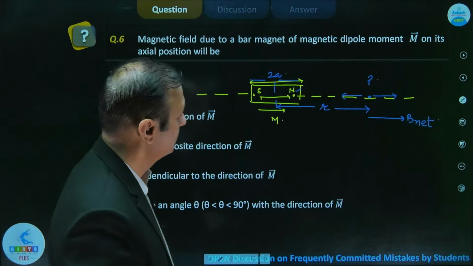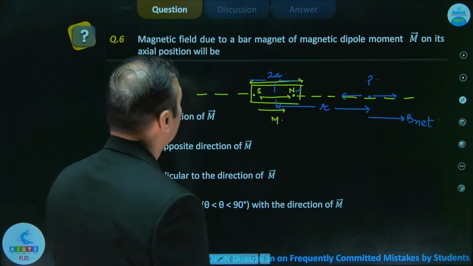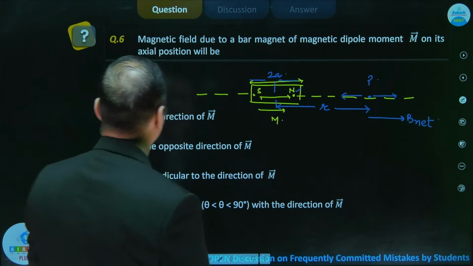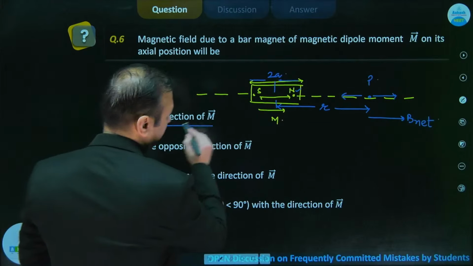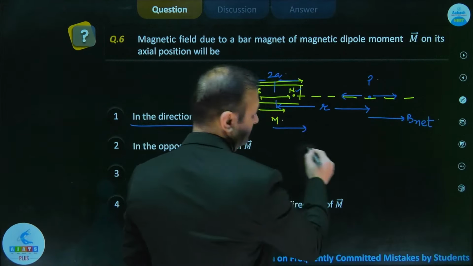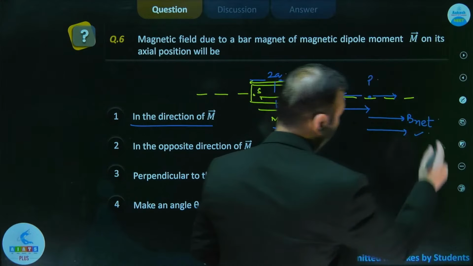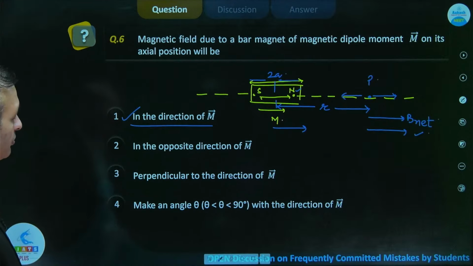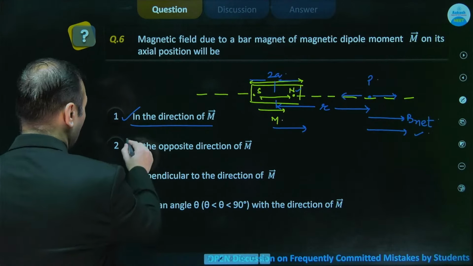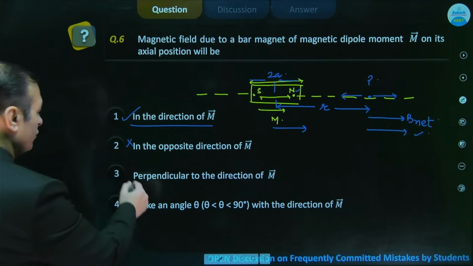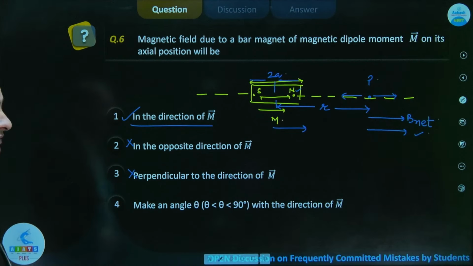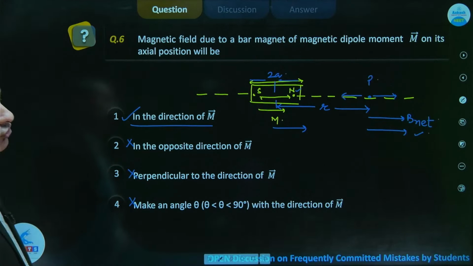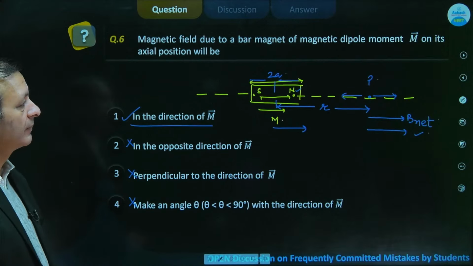Now, the question is, we have to find out the direction of magnetic field. So it is in the direction of M. Look at this, M is also directed like this, B net is also directed like this. So definitely they seem to be in the same direction. Let's check the other options. In the opposite direction of M, no. Perpendicular to direction of M, no. Make an angle theta, no. So what is the correct option you have? It is in the direction of M only. Got it or not?